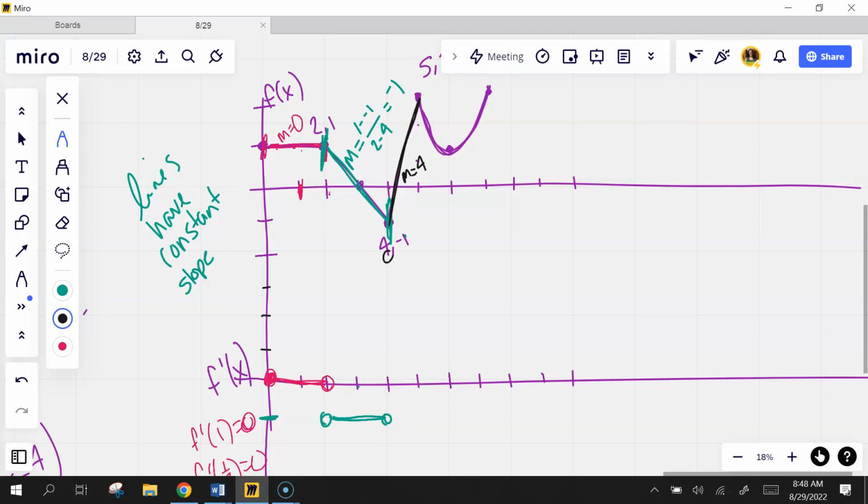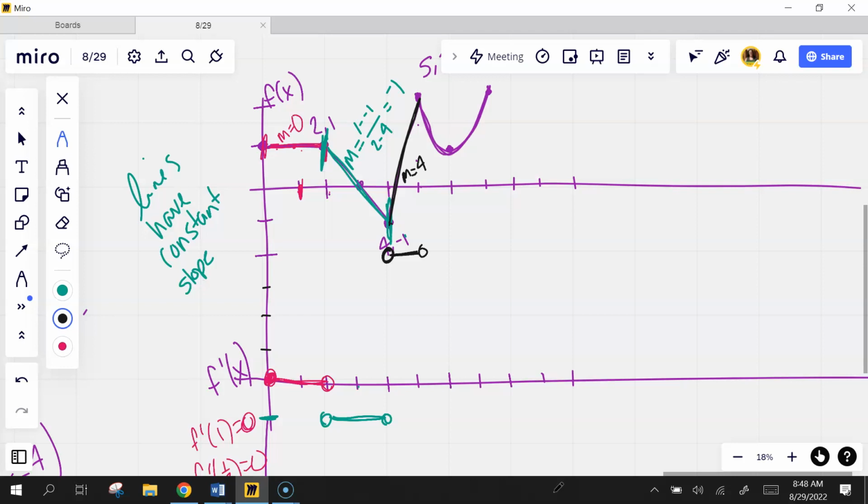So from 4 to 5, I have a slope of 4. Agree or disagree? How about this piece of parabola?